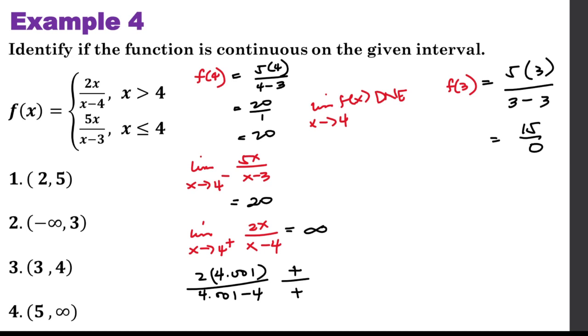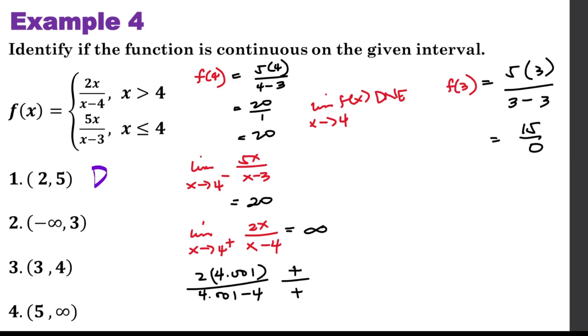Now, going back to the question, let us try to answer. From our solution, we are discontinuous at x is equal to 3 and x is equal to 4. So if those numbers are included in the given interval, then the function is discontinuous. Let us try to answer number 1, 2 to 5. This is discontinuous. I'm going to write D for discontinuous and C for continuous.